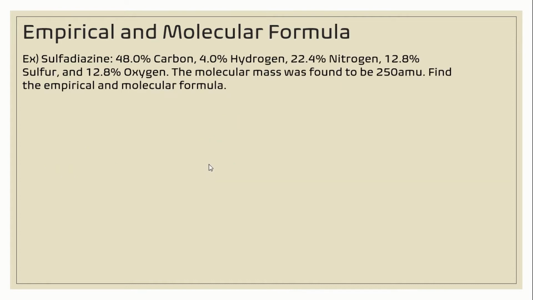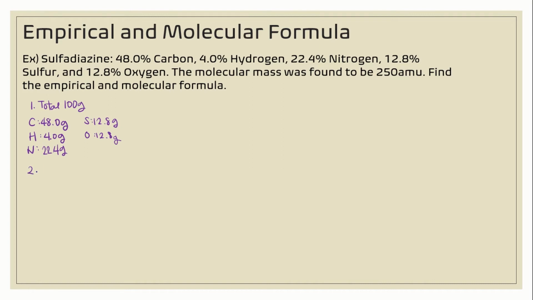Next is the empirical and molecular formula. First, you have to assume that you have 100 grams of this total substance. Then you know that you have 48 grams of carbon because it's 48% of 100. And you have 4.0 grams of hydrogen, 22.4 grams of nitrogen, 12.8 grams of sulfur, and 12.8 grams of oxygen as well.